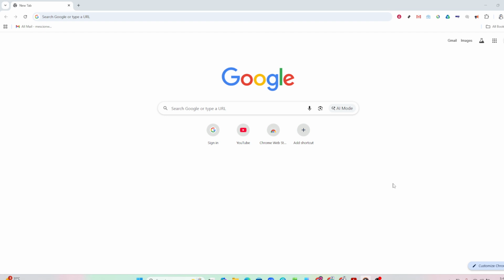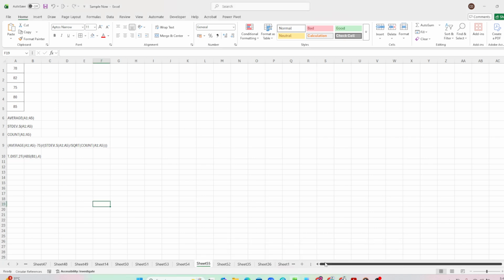A one-sample t-test checks whether the average of a sample is meaningfully different from a reference value, often called the hypothesized mean. Think of questions like, is the average score different from 75? Or, is the average weight different from 50 kilograms? The null hypothesis says the true mean equals that reference value. The alternative says it doesn't.